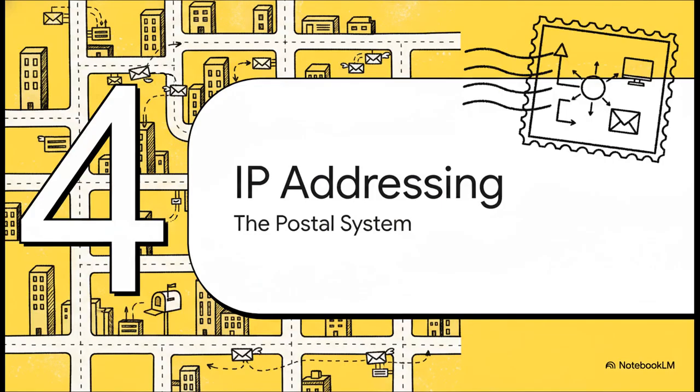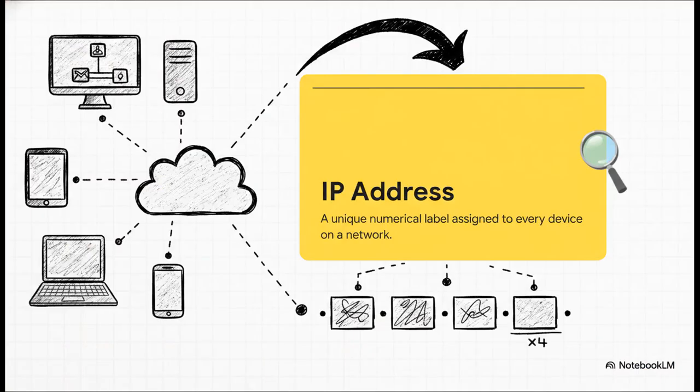Now for the final piece of the puzzle, Section 4, the postal system, also known as IP addressing. So we've built the roads, but how do we actually send the mail? Enter the Internet Protocol address. An IP address is a unique numerical label assigned to every single device participating in a network. The most common version, the one you interact with every single day, is IPv4.